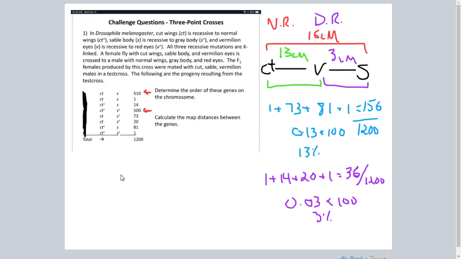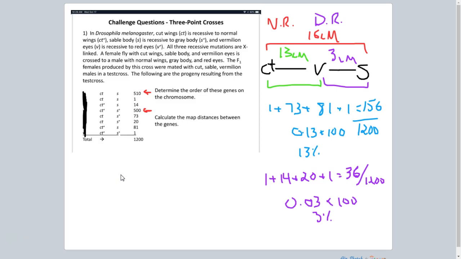But this time and this time only, because we're doing the outer genes, we have to keep in the back of our mind that the double recombinants will match the non-recombinants. When we have a double recombination event, that means we have recombination between CT and V, and between V and S, and that switches the outer genes back to their non-recombinant linkage pattern, even though it leaves V in the middle changed. So we want to keep that in the back of our minds. The double recombinants represent two recombination events between CT and S.